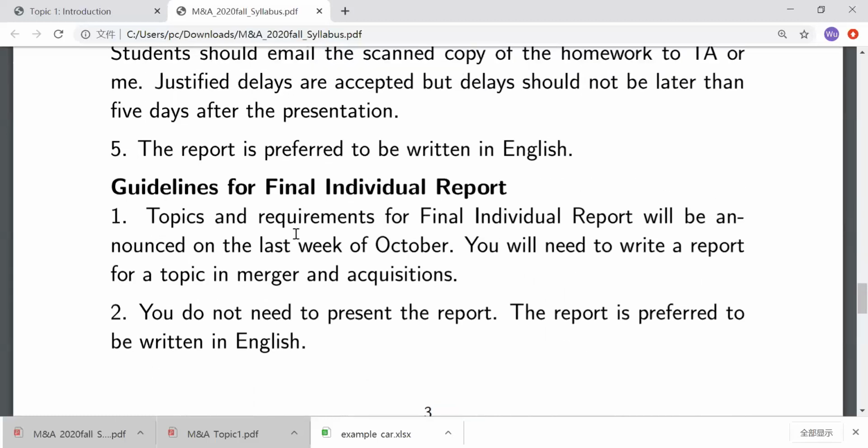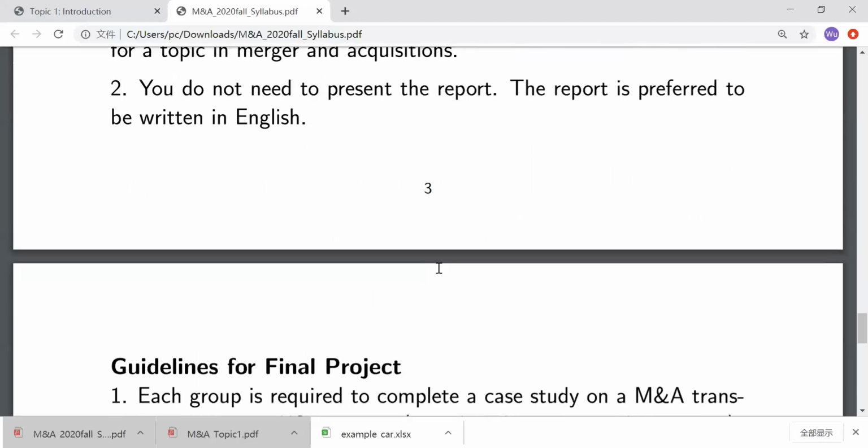And that will be a final individual report. And I will announce the exact requirements in the last week of October. You'll need to write a report on a topic in merger acquisition. But in that case, you don't have to present your report. So you just need to write it and send it to me.